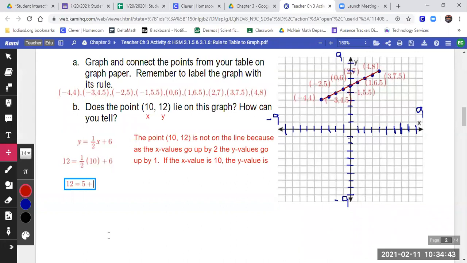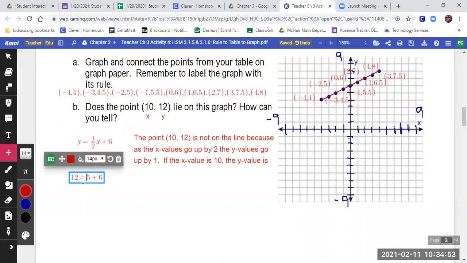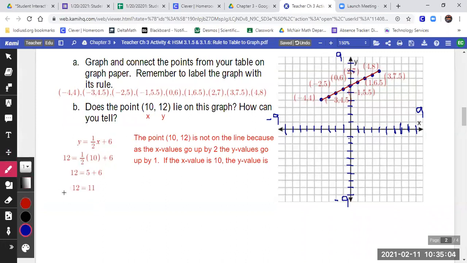5 plus 6. Okay, so what's 5 plus 6? 11. So 12 does not equal 11. And the way we do that is we write it, and then we cross out the equal sign. That means does not equal.